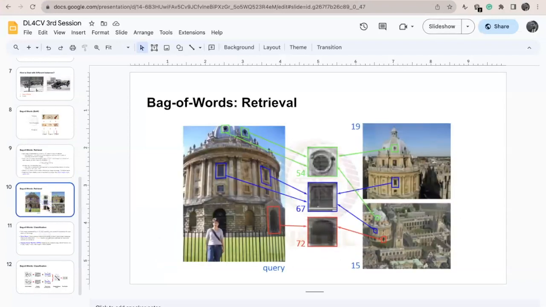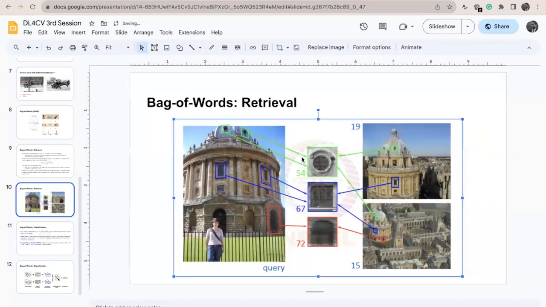Let's say, for an example, bag of words is used for image retrieval. This is an image of some university, Oxford I guess, and this is the same university taken from the top view, and this is the same university taken from the front view, and there's a lady standing here. This is the query image, this is the 19th image in the corpus, and this is the 15th image in the corpus. So we created a vector out of this.